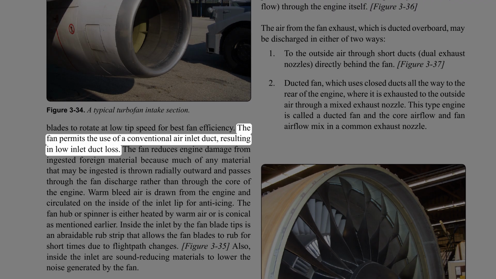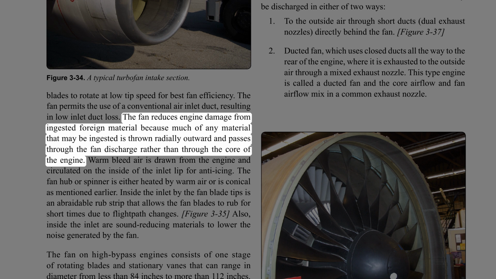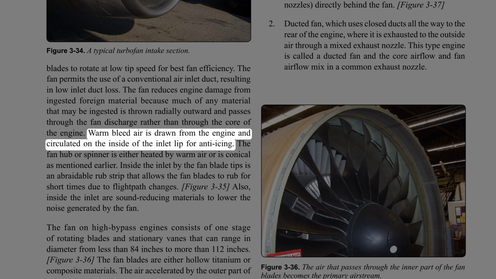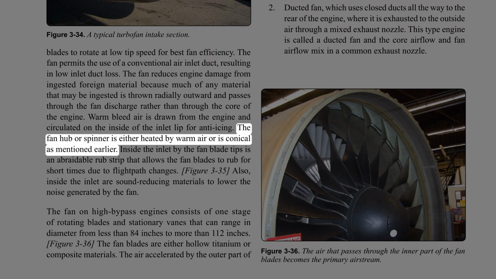The fan permits the use of a conventional air inlet duct, resulting in low inlet duct loss. The fan reduces engine damage from ingested foreign material because much of any material that may be ingested is thrown radially outward and passes through the fan discharge rather than through the core of the engine. Warm bleed air is drawn from the engine and circulated on the inside of the inlet lip for anti-icing. The fan hub or spinner is either heated by warm air or is conical as mentioned earlier.